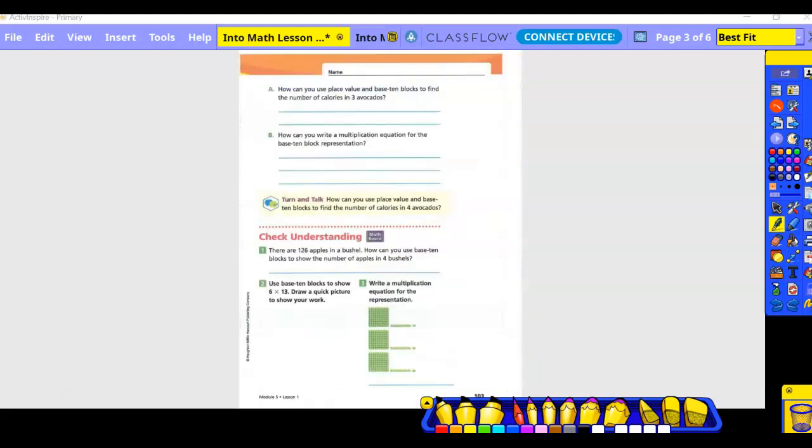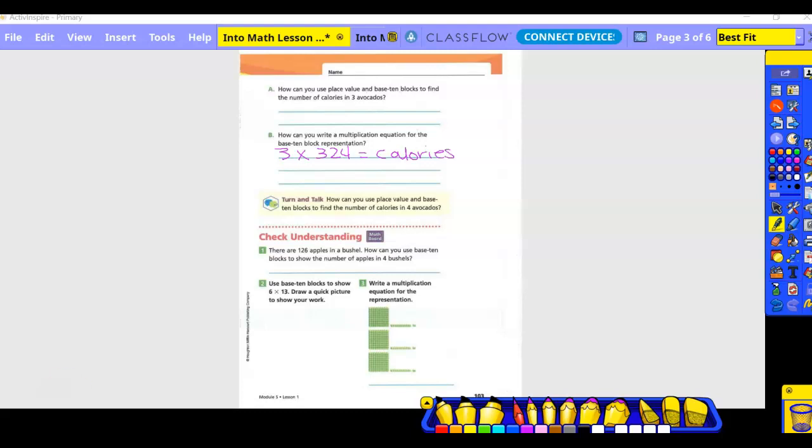Letter A, how can you use place value and base 10 blocks to find the number of calories in the 3 avocados? So basically our picture, we showed how we regrouped, right? And then we could put some of our small cubes into our longs, right? And then we could put our longs and regroup into our hundreds or our flats. Okay, letter B, how can you write a multiplication equation for the base 10 block representation? So how many groups do we have, guys? 3, right? And then how much was in each group? 234, right? And then that would get us our number of calories.